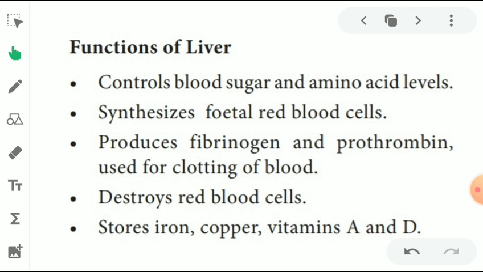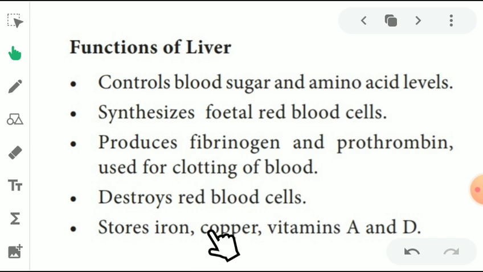Functions of liver. Controls blood sugar level and amino acids. Synthesizes fetal blood cells, red blood cells. Produces fibrinogen and prothrombin used for clotting of blood. Destroys red blood cells: aged red blood cells are destroyed in the liver cells.